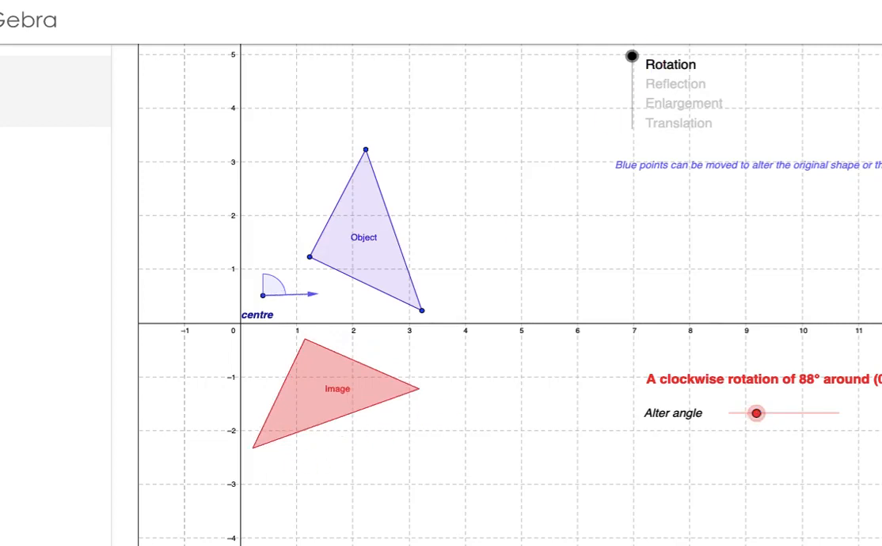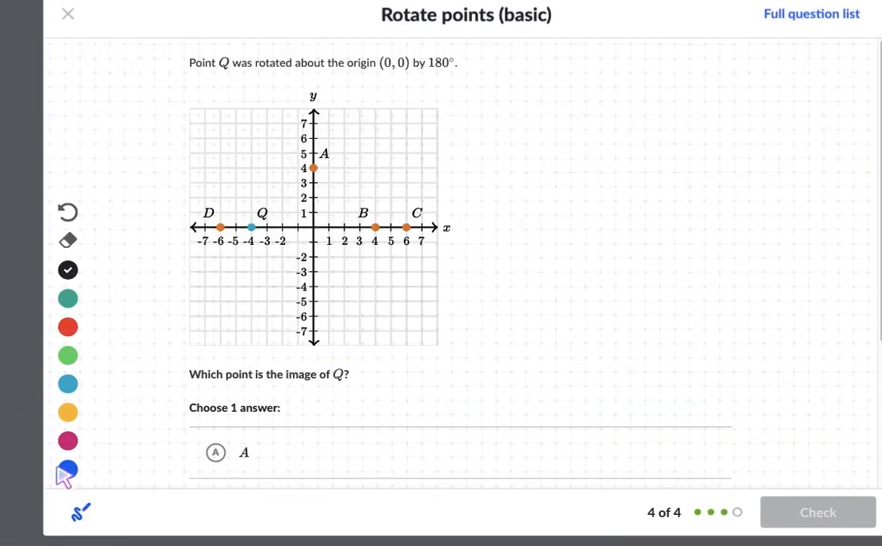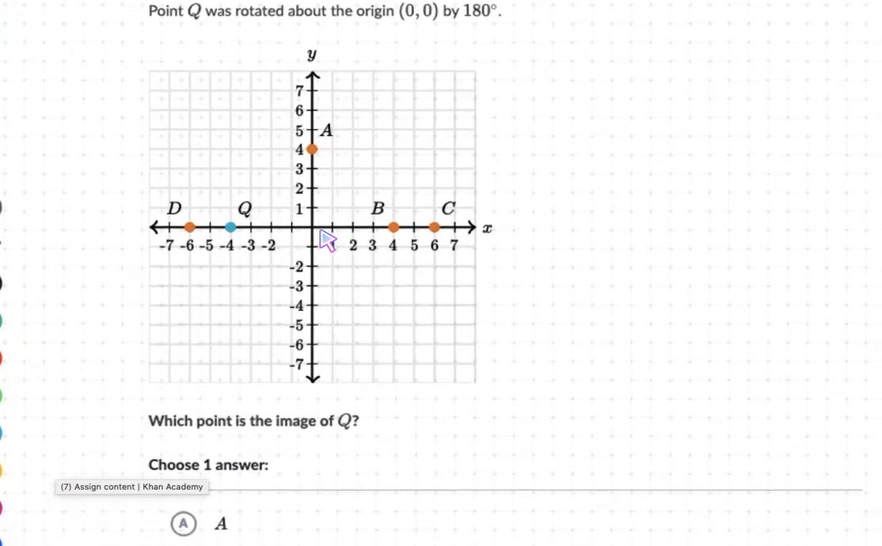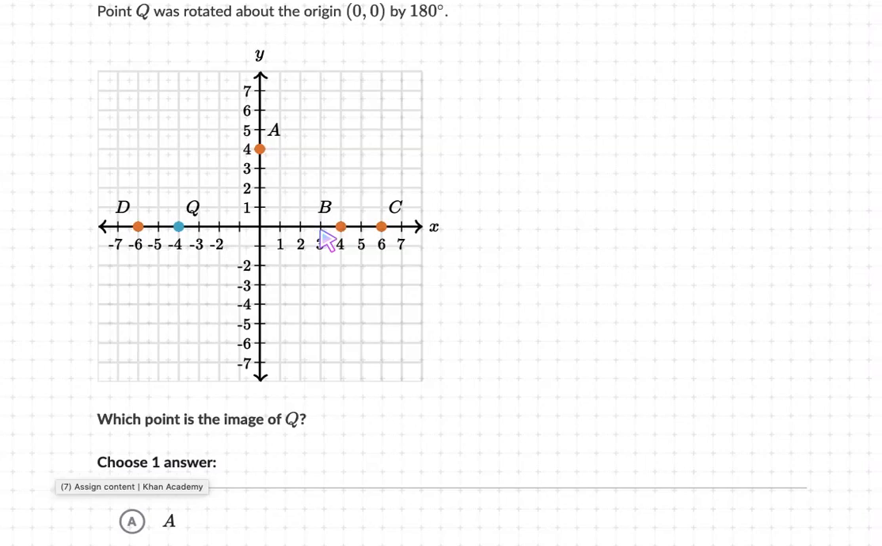Let's try some problems on Khan Academy now. In this problem, they said that point Q was rotated about the origin, 0, 0, so that's our point of rotation, by 180 degrees. Go ahead and pause this video and see if you can try it on your own first. So point Q is this blue point right here, and then the orange ones are your choices. So you can either choose between A, B, C, or D.